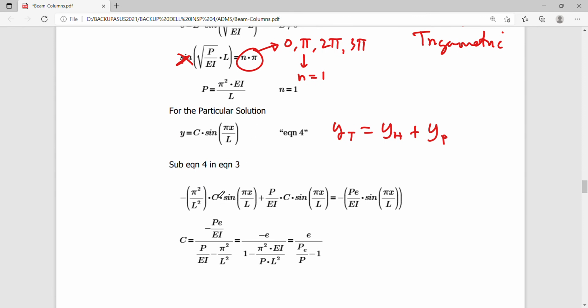Okay, so we substitute it here, and our intention is to get the value of C first in order for us to be able to finally compute for your particular solution later. If I substitute this solution here, this is simply negative pi squared over L squared, because we differentiate this twice. The derivative of sine twice is sine, but it will be negative, no? So this constant pi over L will be multiplied twice. So negative pi squared over L squared C sine.